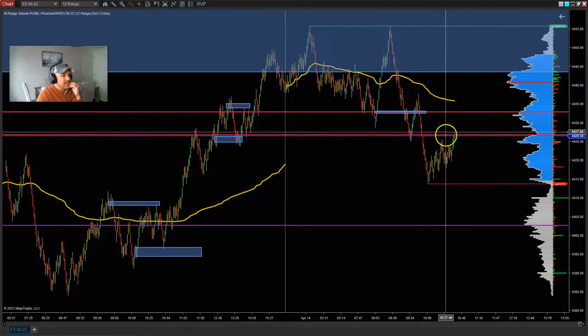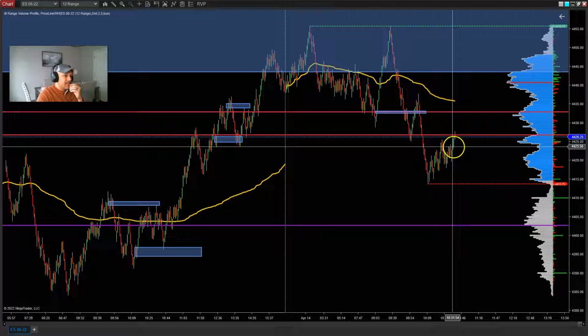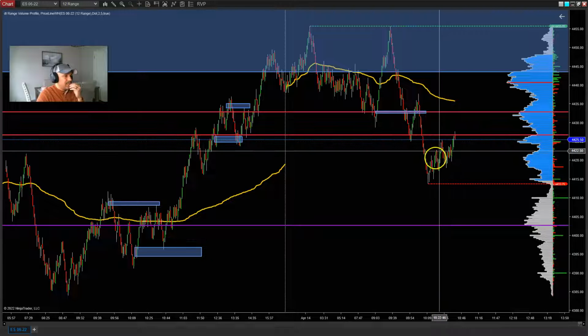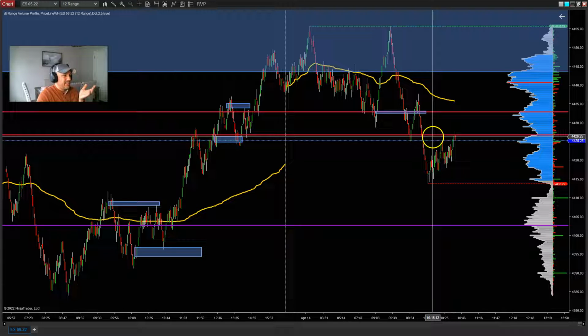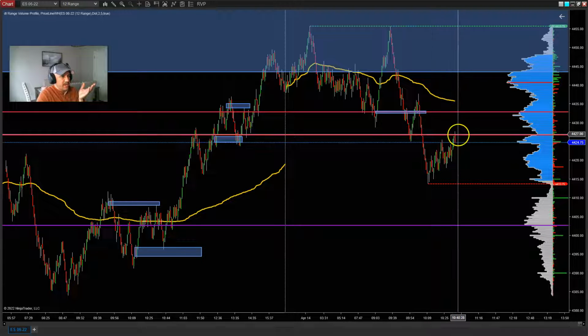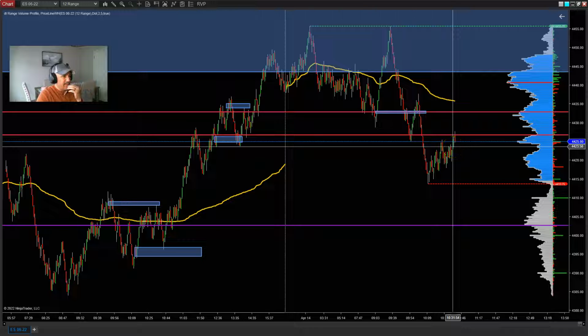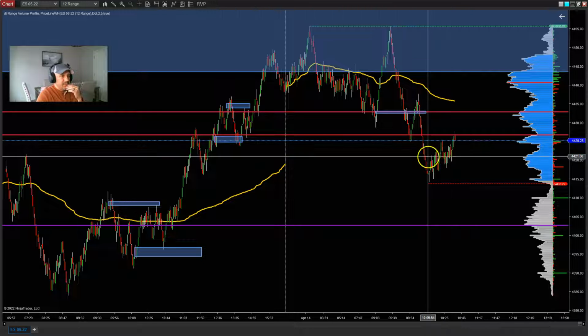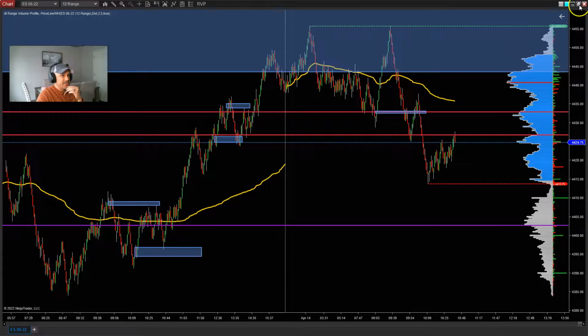So this kind of stuff here can get you chopped up and trapped. Honestly speaking, because of this kind of structure right here, I don't want to be taking trades going short right here at this area. I'm not saying I can't, but this kind of choppy stuff will get you trapped.